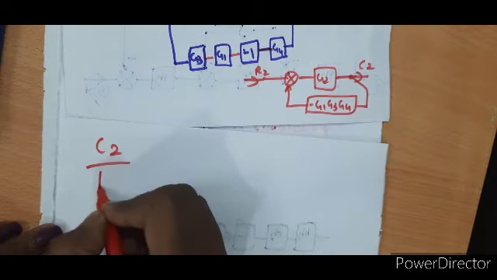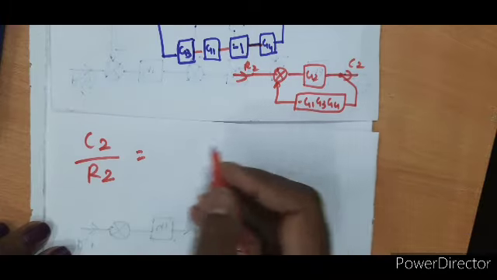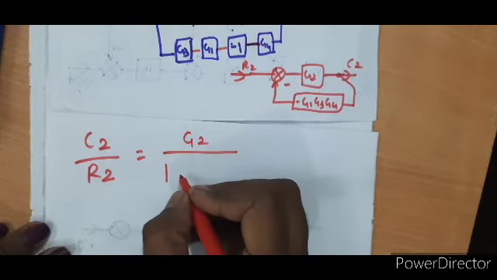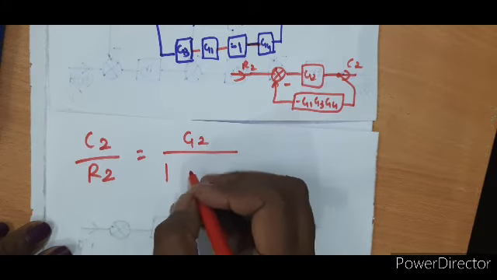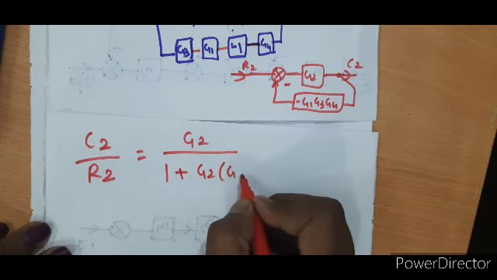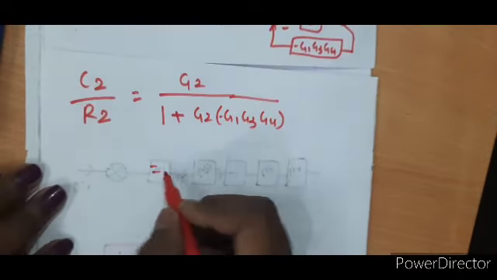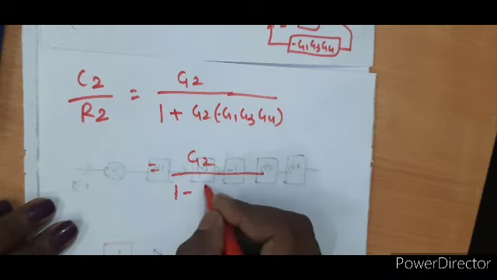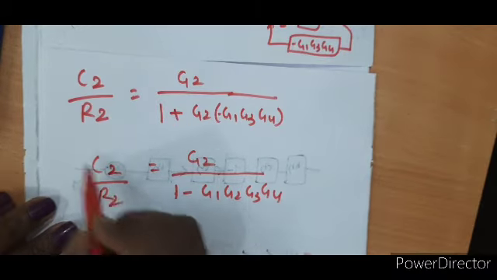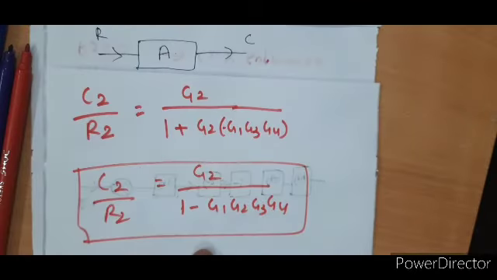So the transfer function C2 by R2 is equal to, applying the formula, numerator G, where G is G2, divided by 1 plus G2 into H2, that is minus G1, G3, G4. This is my transfer function, which is nothing but G2 divided by 1 minus G1, G2, G3 and G4. This is my transfer function C2 by R2, the second transfer function we got from this problem.